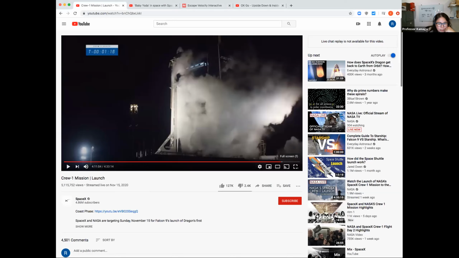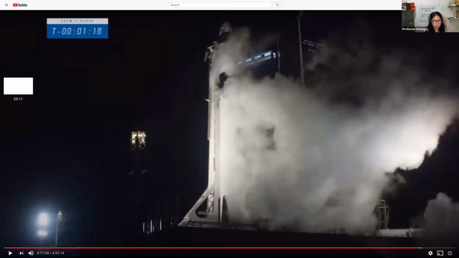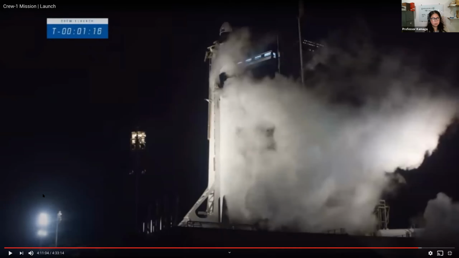Okay, so this is Crew 1. The SpaceX launch was a few weeks ago on the weekend. SpaceX launched the Crew 1. And here's the countdown to launch.